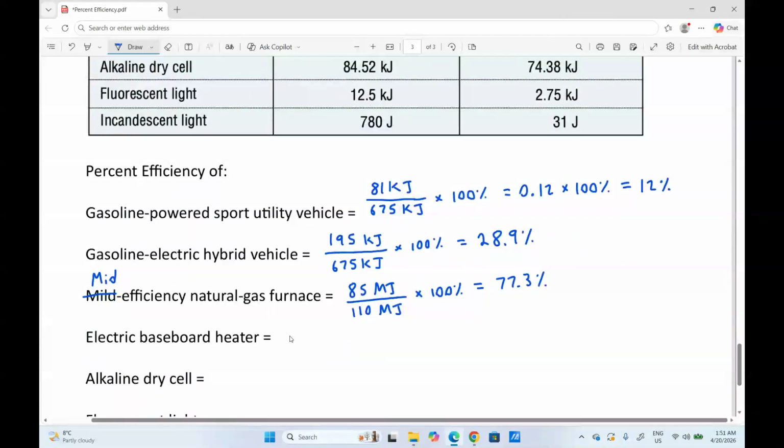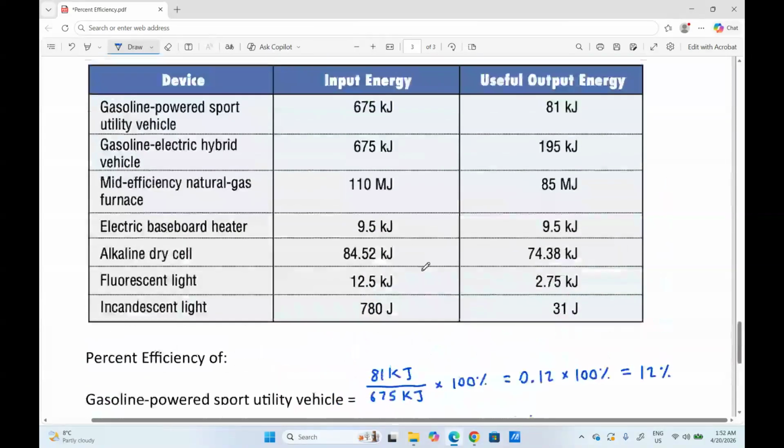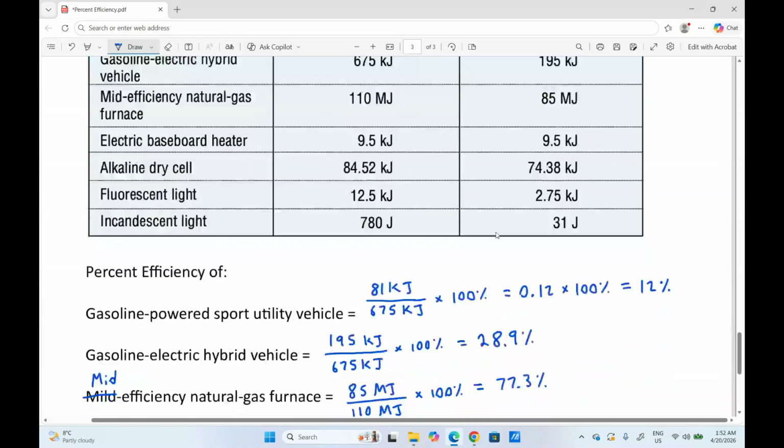Let's calculate the electric baseboard heater here. That's going to be 9.5 kilojoules divided by 9.5 kilojoules. Then I times that by 100%, which in this case would get me exactly 100%. So that means it's really efficient, because my total output energy equals my total input energy. If I'm putting in 9.5 kilojoules of energy, I'm getting 9.5 kilojoules of energy out.